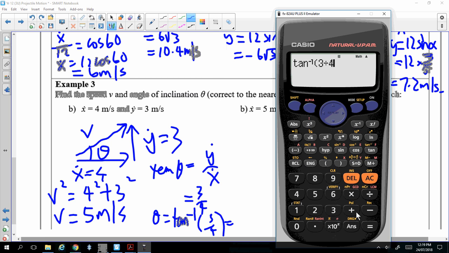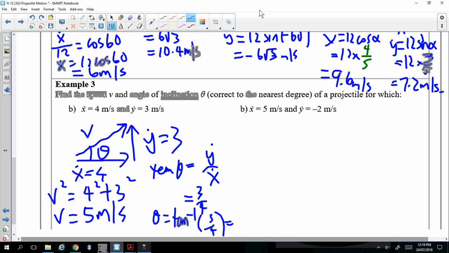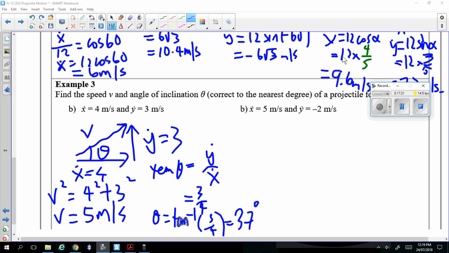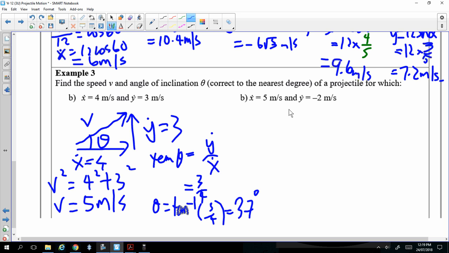Okay, like that. I'll try the next one. Have a try. Draw the triangle and you can work out all the details. Right, let's continue. So the next one, x dot is 5 means going forward, and y dot is negative, so it's going downward.